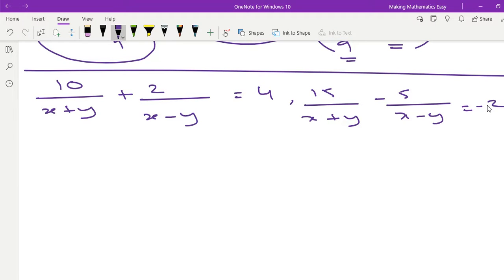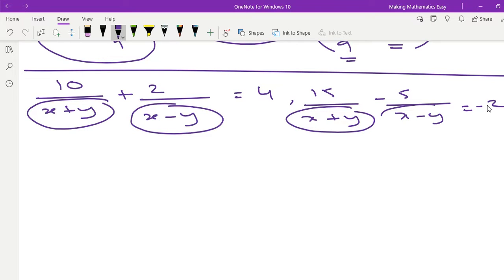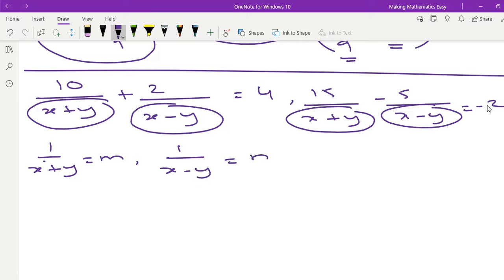So if you compare, you can see this x plus y is the same in both the equations, this x minus y is the same in both the equations. So what you have to do is let 1 upon x plus y is equal to m and let 1 upon x minus y is equal to n. Okay, so what will be your equation then? 10m plus 2n is equal to 4. This will be your first equation. And what will be your second equation? 15m minus 5n is equal to minus 2. This will be your second equation.